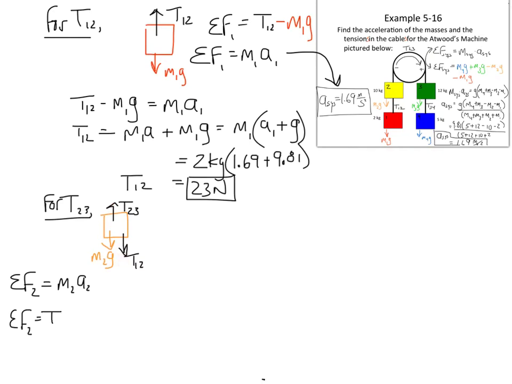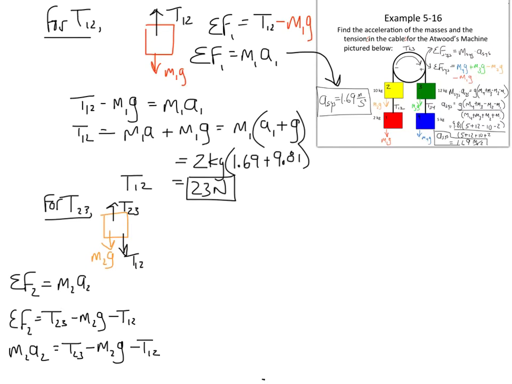So tension between 2 and 3 minus mass 2 times gravity minus tension between 1 and 2. Let's set them all equal to each other. Mass of 2 times the acceleration of 2 equals tension 2,3 minus mass 2 gravity minus tension between 1 and 2. All right, I didn't leave a whole lot of space down below that right there, so I'm going to need to move upwards.